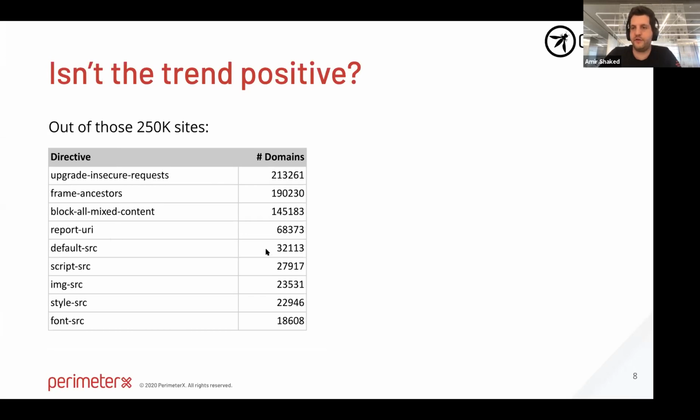And only 32,000 domains out of those 250,000 actually start to use some kind of directives that clearly define websites where content can be either communicated to or fetched from and incorporated within the page.